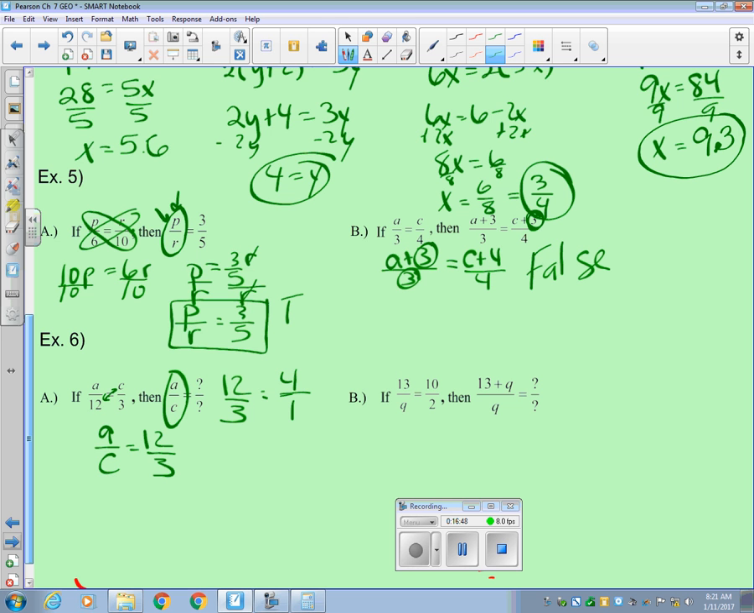All right, last one. Let's tackle this. If 13 over q is equal to 10 over 2, then 13 plus q over q is equal to, this is the adding property, so it's equal to 10 plus 2 over 2.